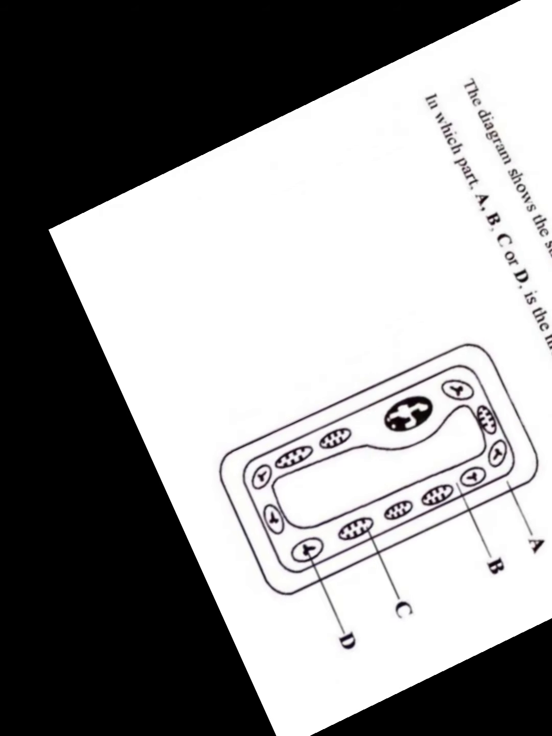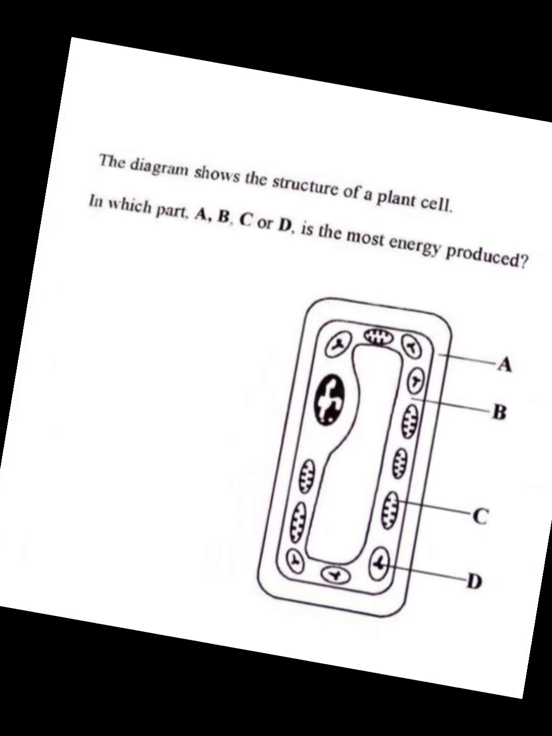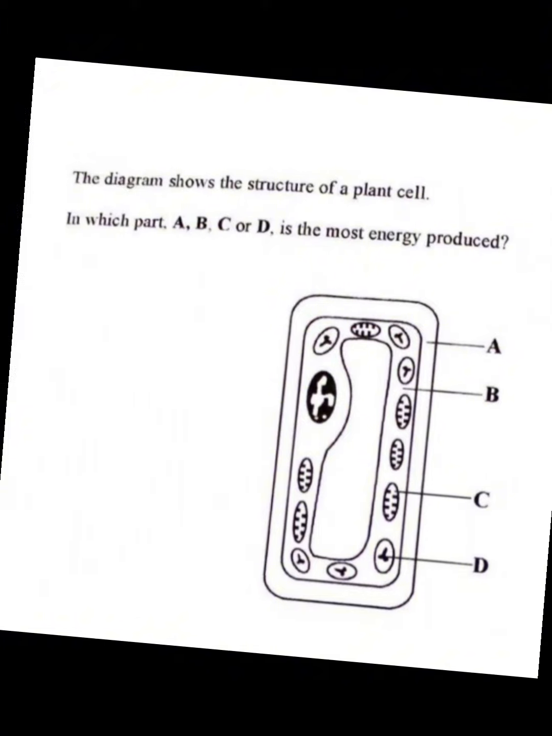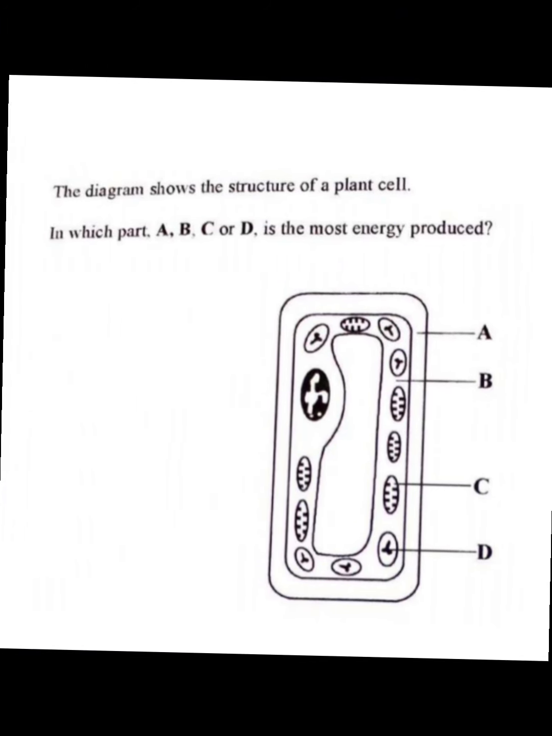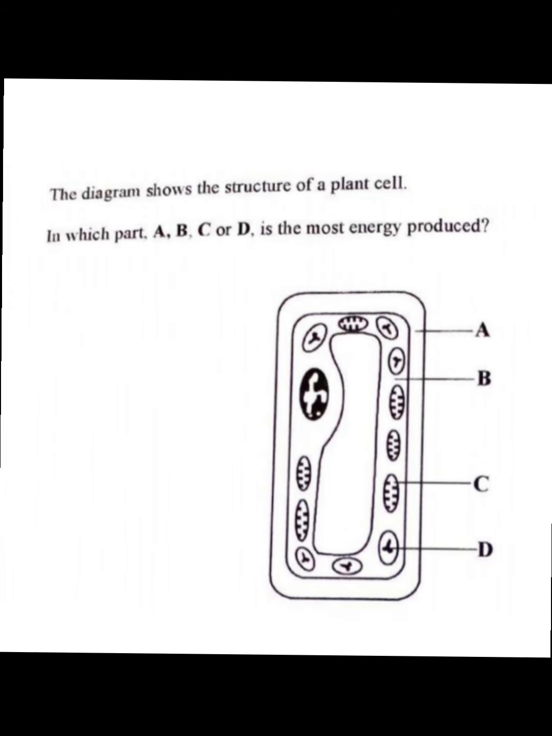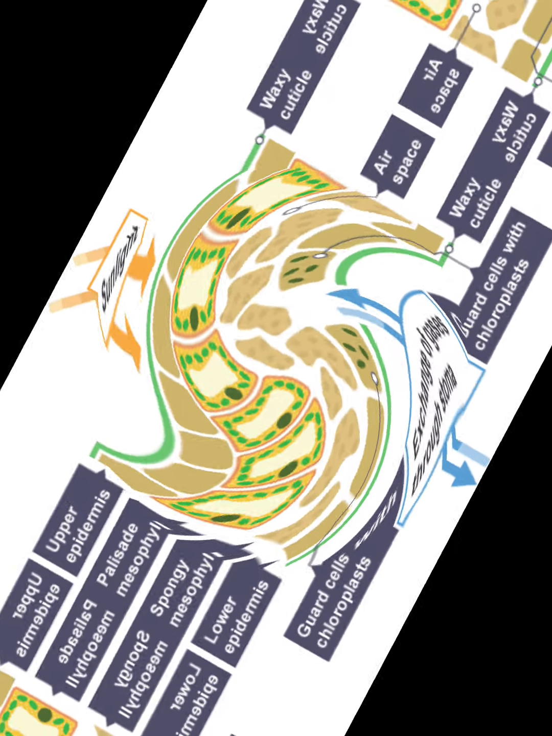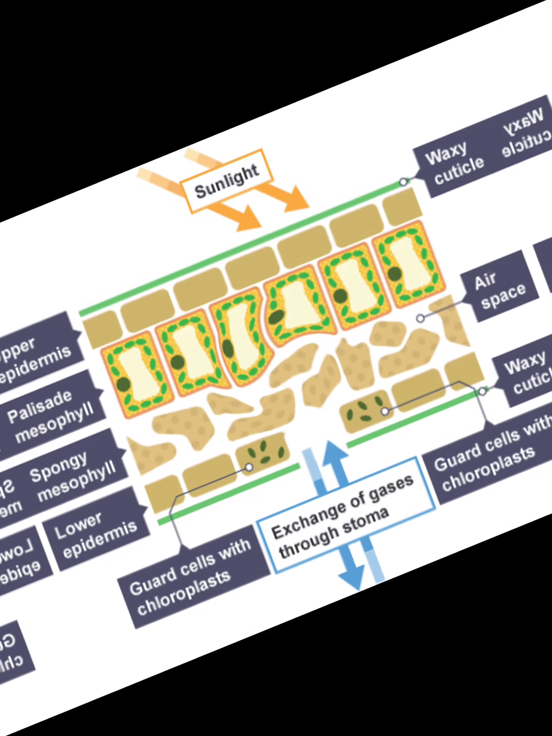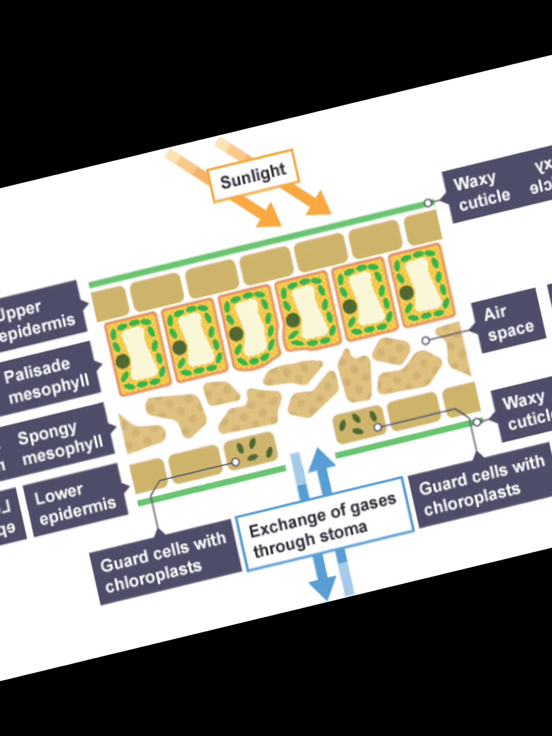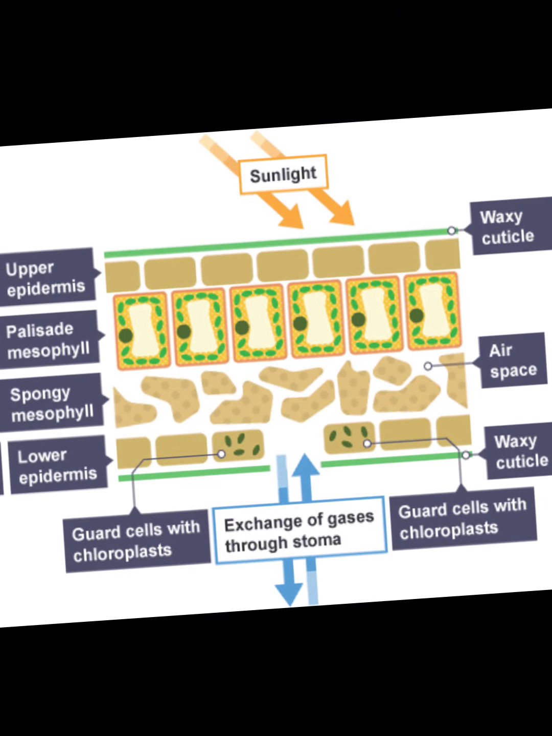Another question was also saying, plant cell, in which part A, B, C, or D is most energy produced. So the correct answer is C. C is known as the mitochondria. Mitochondria are the ones that are sausage shaped. And then we are done with the cells. I hope you now have an idea on how the topic on cells is examined in Combined Science Paper 1.